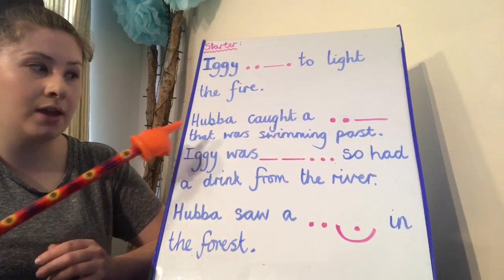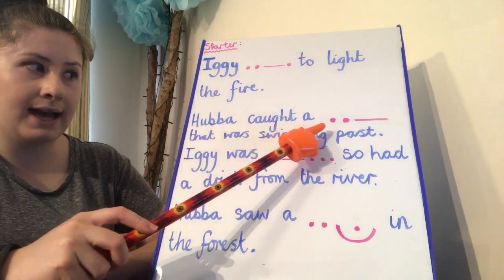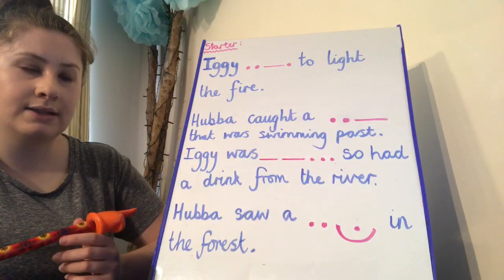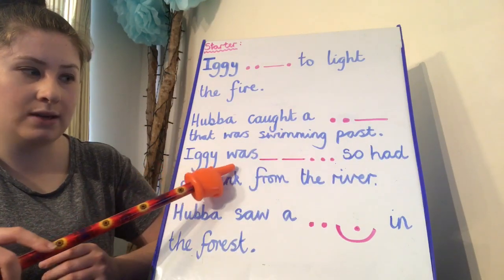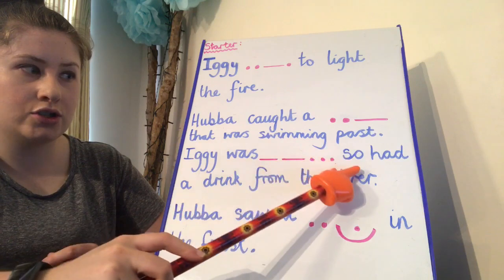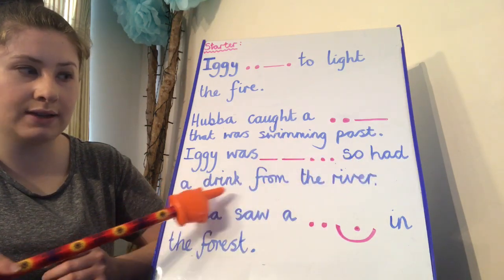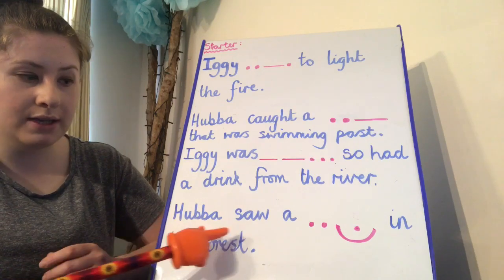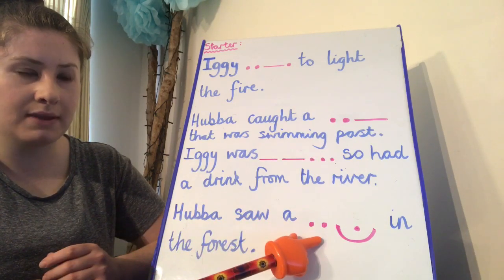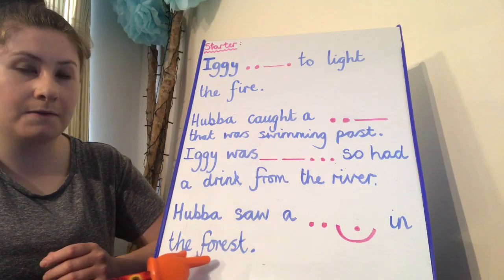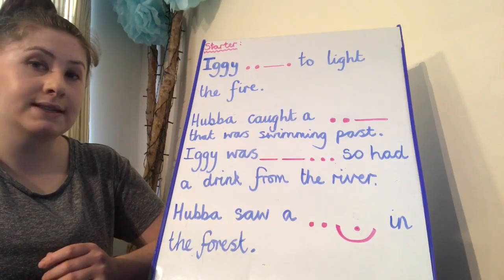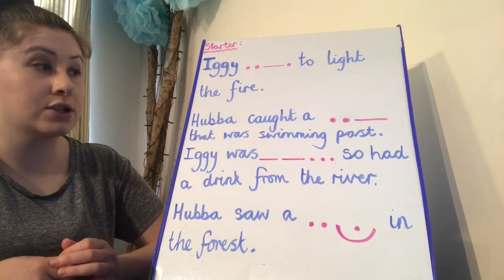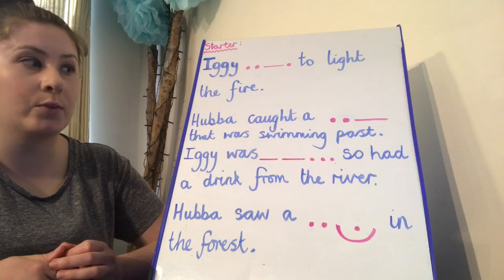Let's try the second one. Hubba caught a that was swimming past. Try the third one. Iggy was had a drink from the river. And our last sentence. Hubba saw a something in the forest. Now you'll notice where we have our missing words, we've also got our sound buttons, so they might give us a clue as well to help us with our spelling of the words.